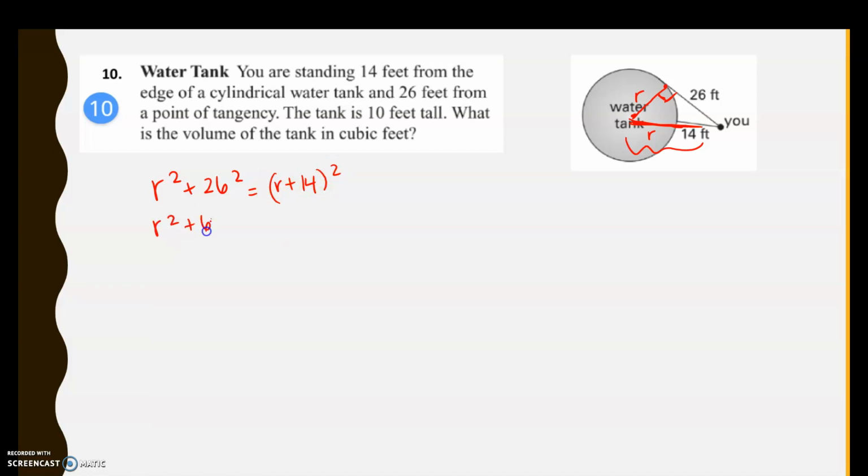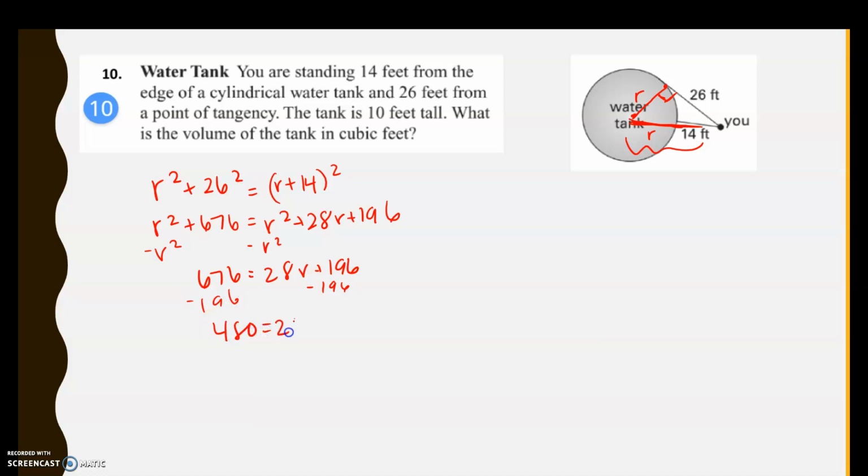R squared plus 676 is equal to r squared plus 28r plus 196. Subtracting r squared from both sides, I get 676 is equal to 28r plus 196. Subtracting 196 from both sides, I get 480 is equal to 28r, which means r is equal to 17.1 something in the calculator. I rounded it to 17.1.